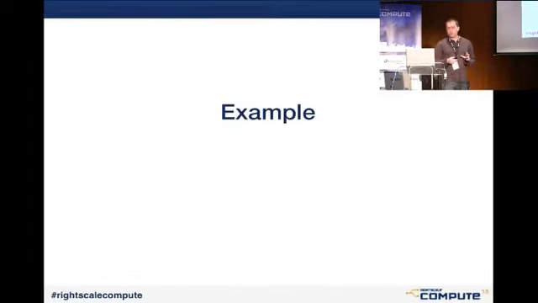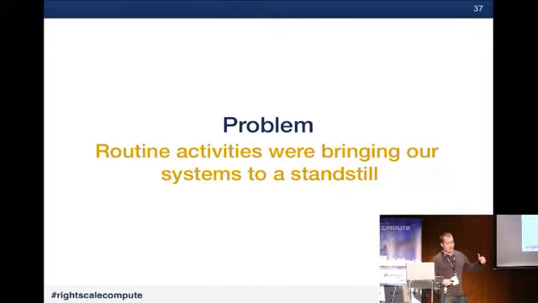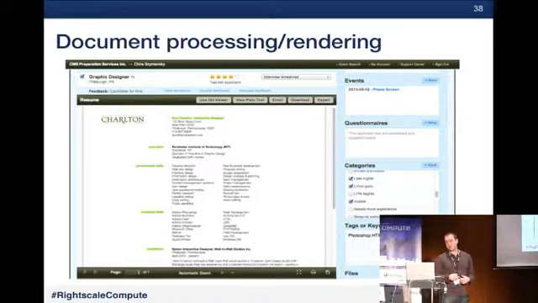Let me give you a little bit more concrete example of a problem that we faced. So we saw a lot of routine activities bringing our systems to a standstill. Not to pull back to that graph, but when the curve is looking like that, you better start looking for bottlenecks and problems, because if you don't, you're going to find out very soon. So in this case, document processing and rendering.